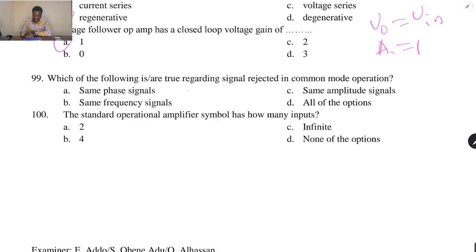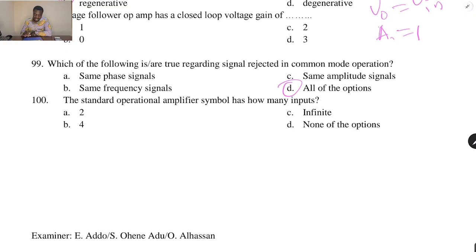Which of the following is or are true regarding signals rejected in common mode? So they have the same phase. So they have the same what? Frequency, the same amplitude. So here the answer is all of them. So this is repeated as well. The standard operational amplifier symbol has how many inputs? So the inputs, there are 2. We have the inverting input and the non-inverting input.